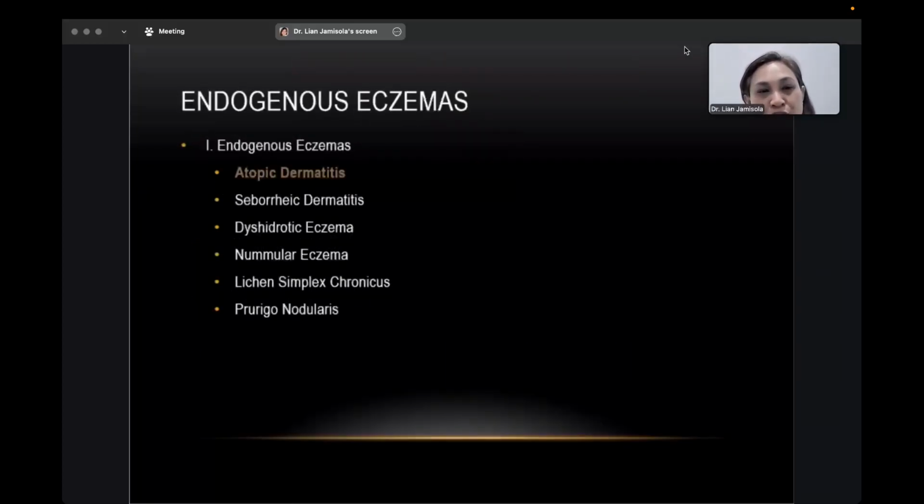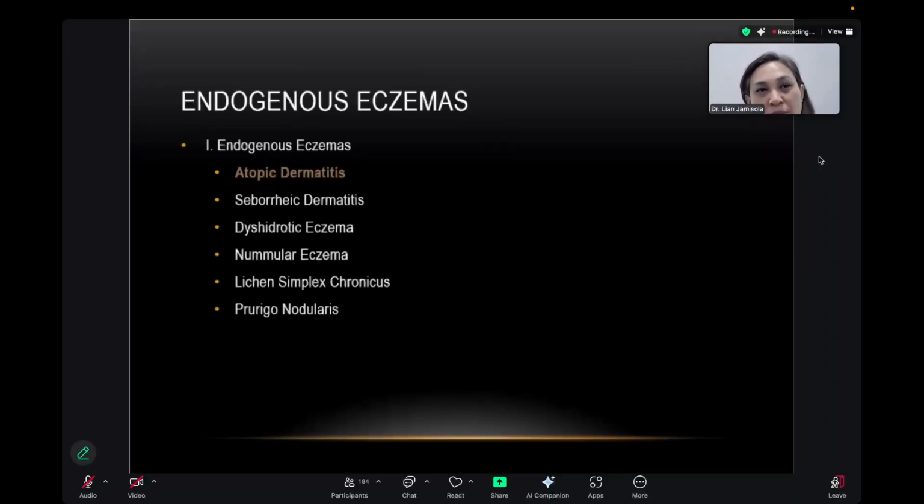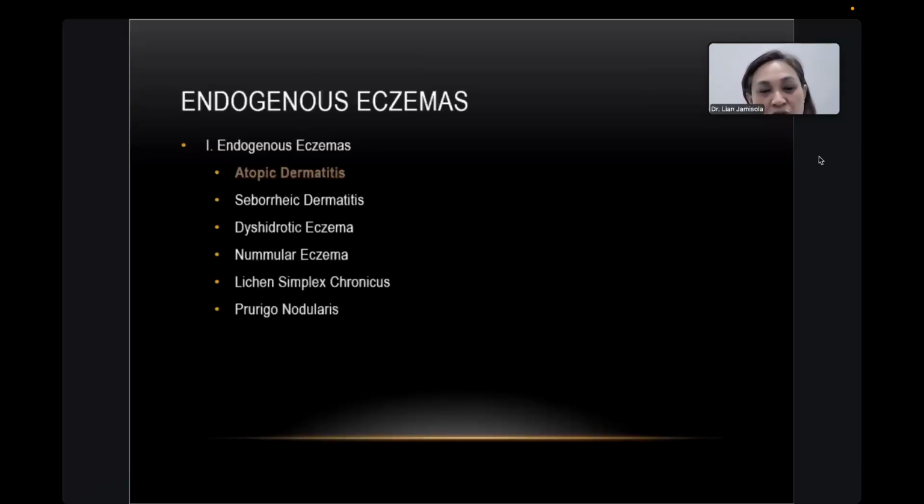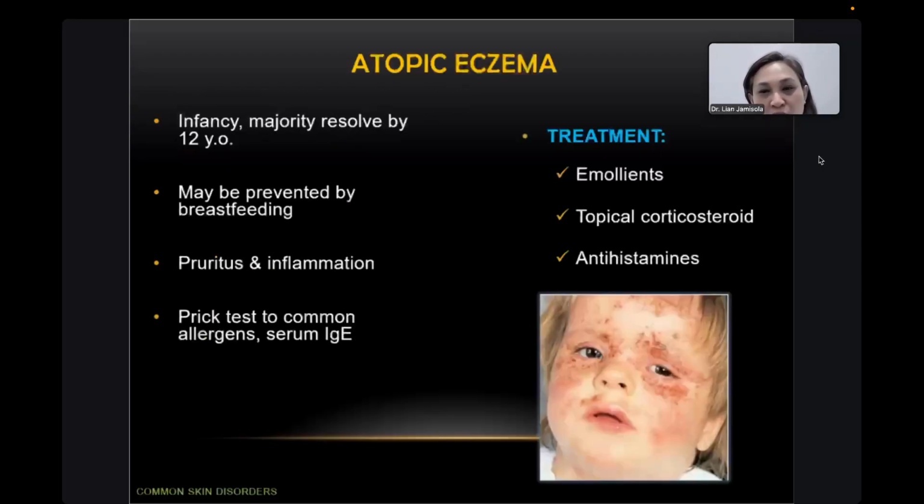Okay, so the first endogenous eczema, endogenous meaning it's not a reaction to something outside, no? It's really inherent to the patient to have that eczema. So the first is the atopic dermatitis or atopic eczema, which is seen in infants, though the majority may also resolve by 12 years old. And then there's another peak. There are also patients, I mean, that we see until adulthood. It may be prevented by breastfeeding, but usually it presents as pruritus and inflammation.